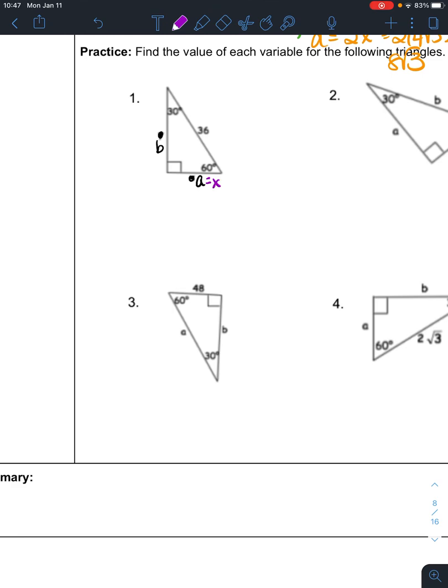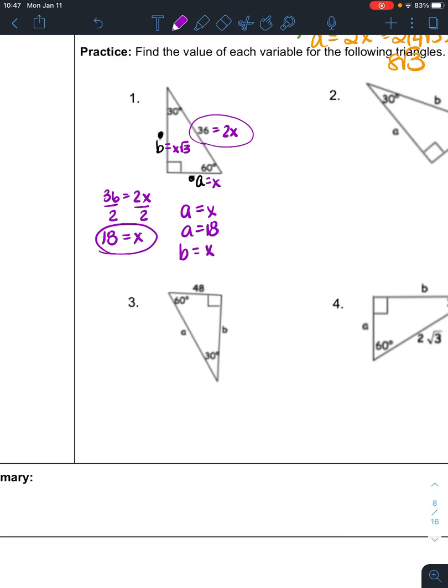If x is your short side, 2x is your hypotenuse, and x root 3 is your long side. Again, it doesn't matter what order you label those in as long as you put them on the correct sides. There's the equation I'm going to solve. So I'm going to divide by 2. I get that x is 18. Once I know that x is 18, if a is equal to x, then a is equal to 18. And if b is equal to x root 3, then b is equal to 18 root 3.